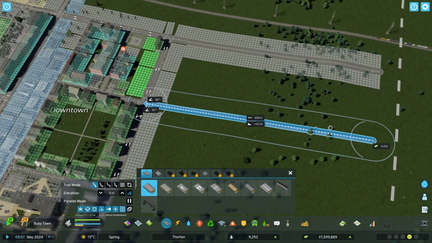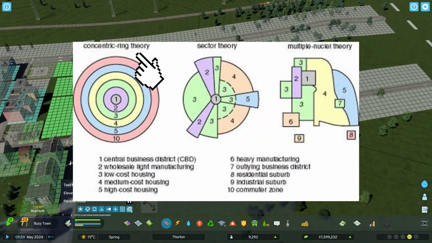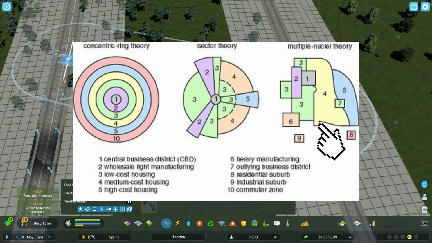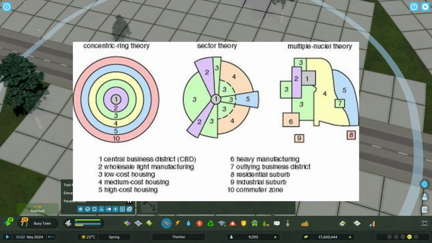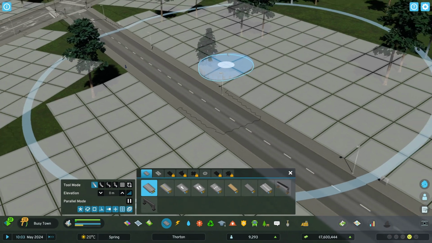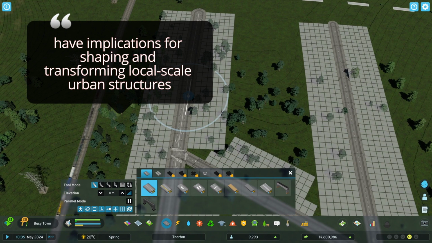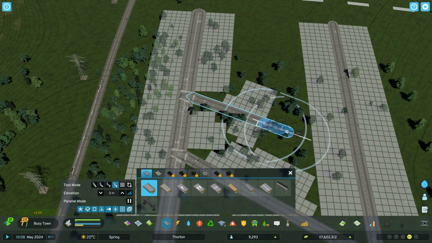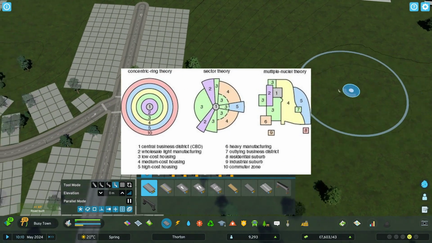Urban morphology at a city scale has three theoretical models on urban structure: the concentric zone model by Burgess, the sector model by Hoyt, and the multiple nuclei model by Harris and Ullman, which form the basis of an urban system, as you can see in this picture. You will learn more about these models as we go through. The spatial patterns at a larger urban scale have implications for shaping and transforming local scale urban structures, including physical elements such as buildings, blocks, the hierarchy of streets, open spaces, and public spaces. So what are these three models, and can we put them into Cities Skylines?